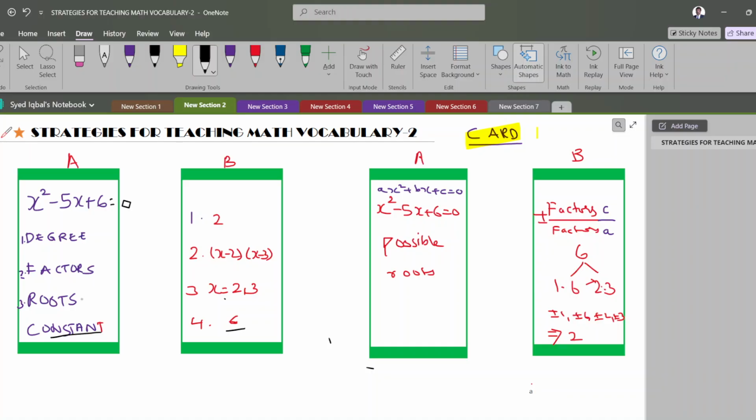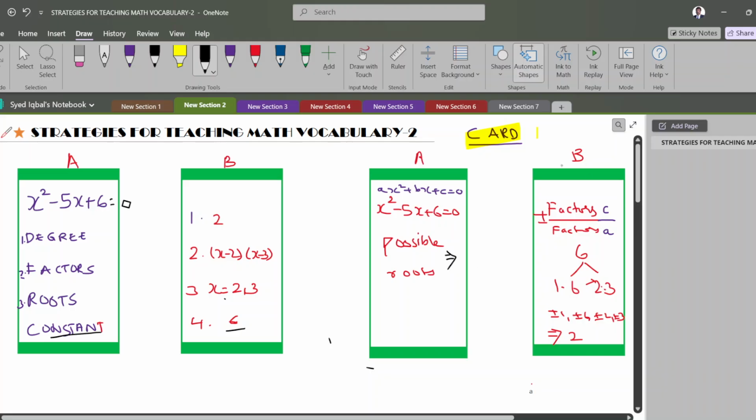And please remember that vocabulary should not be introduced in isolation. That means you can't just write all the names, coefficient and so on, and say this is the vocabulary. No, we have to introduce the vocabulary while we are teaching. Suppose ax square plus bx plus c equal to 0. For example, this is the quadratic equation. We have to find the possible roots. So, how to find the possible roots?